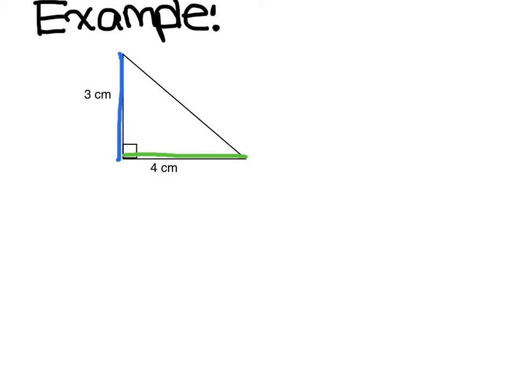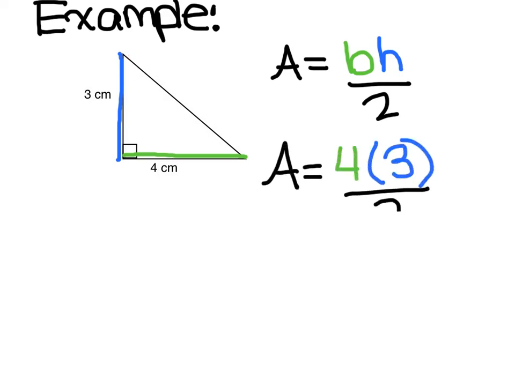Now let's use the formula that we created to find the area of this triangle. As we just showed, the formula for the area of a triangle is base times height divided by 2. For this triangle, we have a base of 4 centimeters and a height of 3 centimeters. When we plug these values in, we find that the area is equal to 4 times 3, base times height, divided by 2.